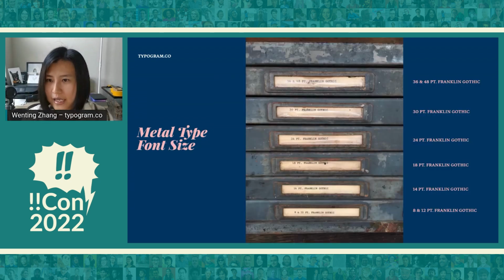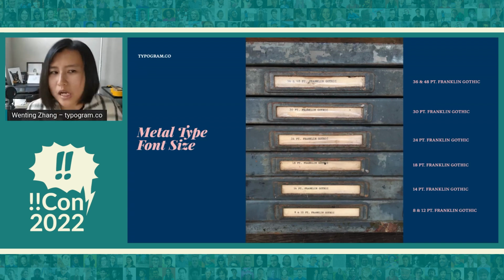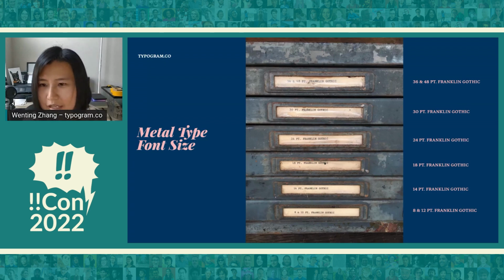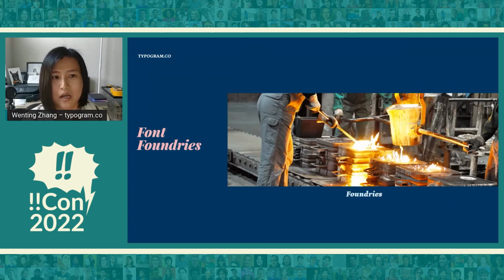In the stage of metal type, we couldn't configure font size freely. Each size has to be forged. You can only ask for the sizes that we have, like 14 points or 18 points. But if you want 15 points, well, tough luck. We normally don't forge a 15 point. We only have certain sizes available for you to pick.